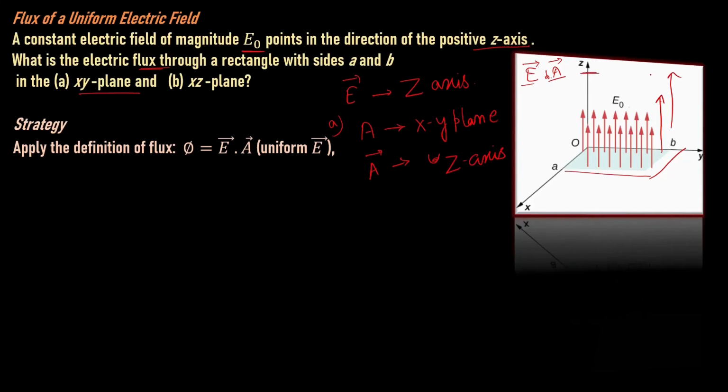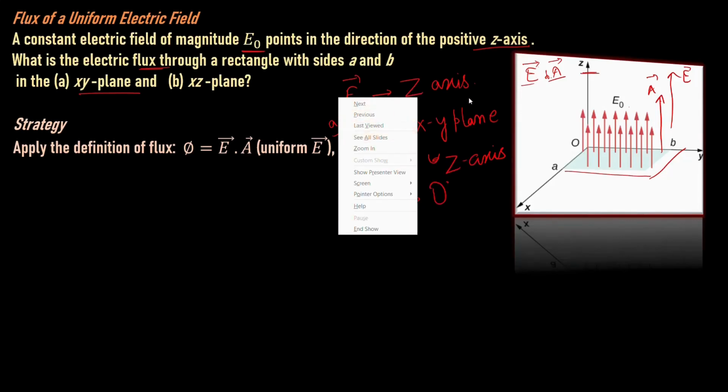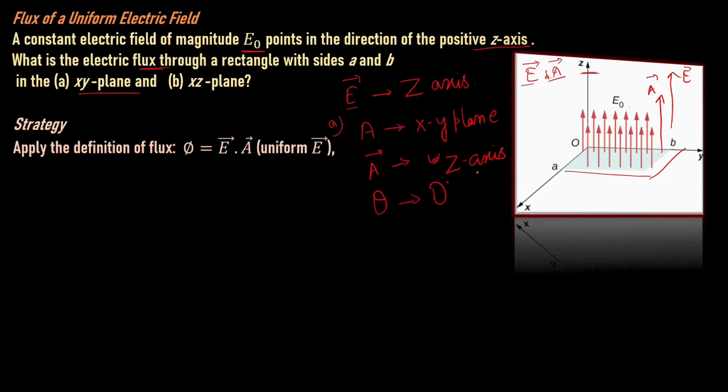So here what we are noticing, this is the area vector and this is the electric field vector. The angle between the area vector and the electric field vector becomes 0 degree, that is they are parallel to each other. Two things again you have to keep in mind. Here electric field is along the z axis, area is along the xy plane, and area vector is along the z axis, so the angle becomes 0 degree.